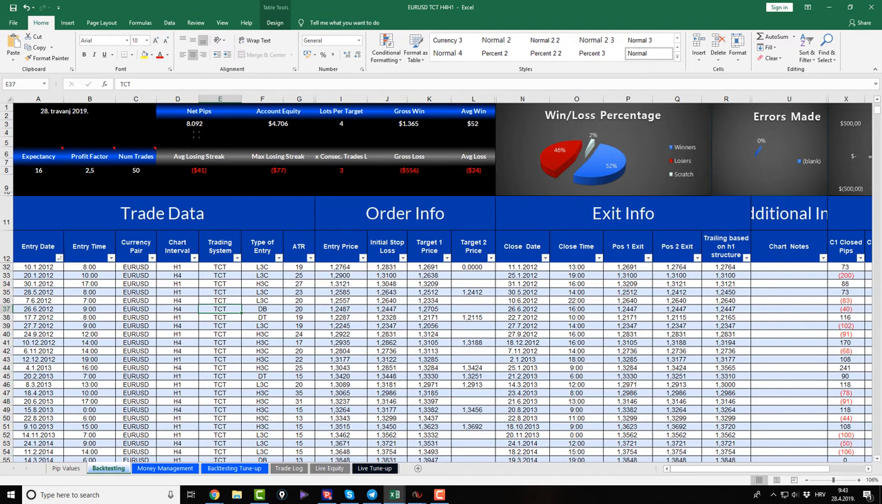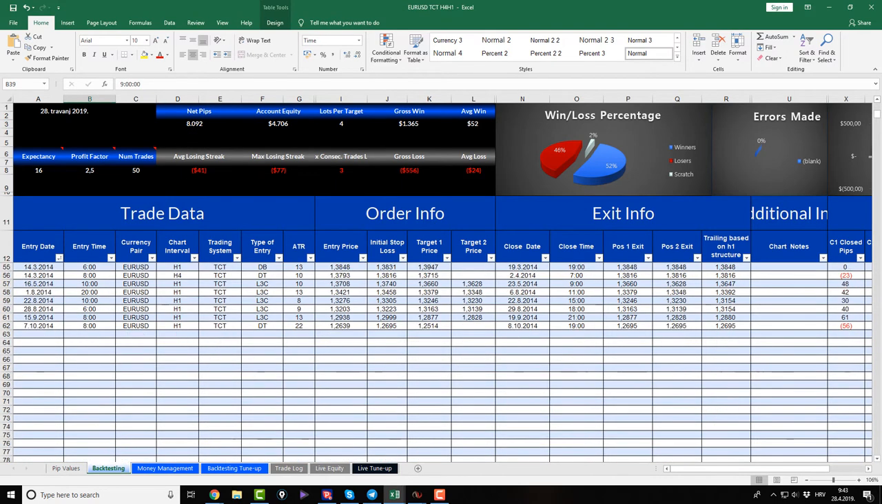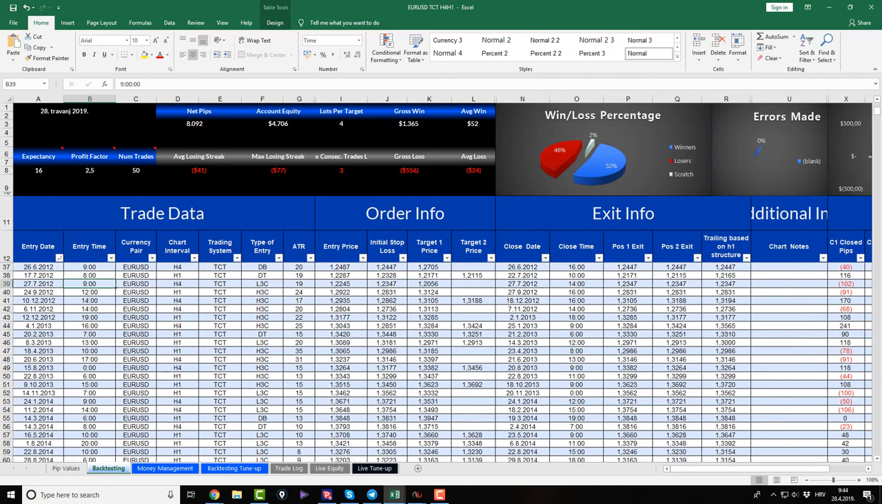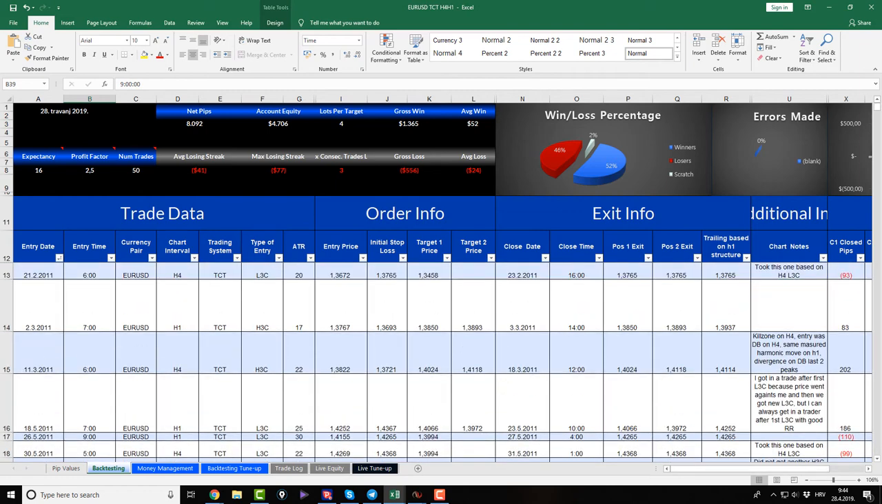And as you can see, I netted 8,000 pips, guys, from 2011 to 2014. And I'm not done with 2014. That means I'm noting down a bunch of stuff.